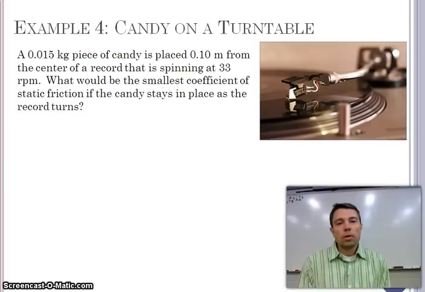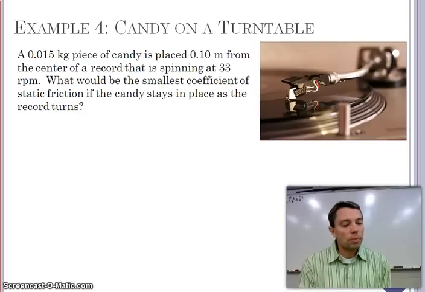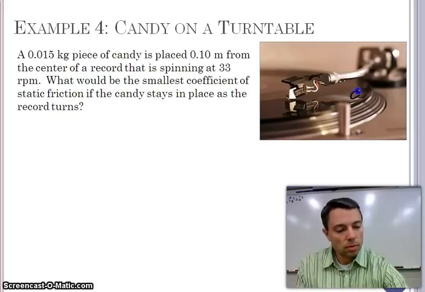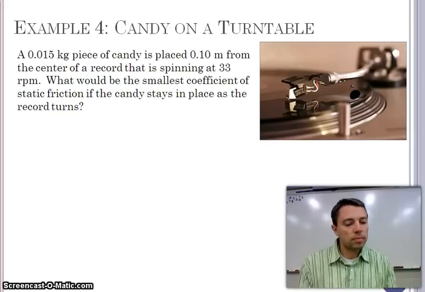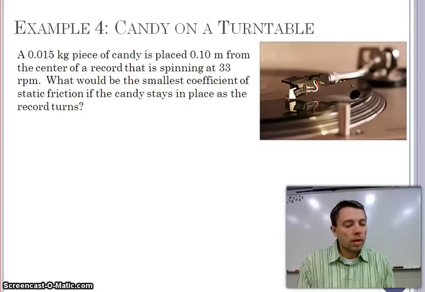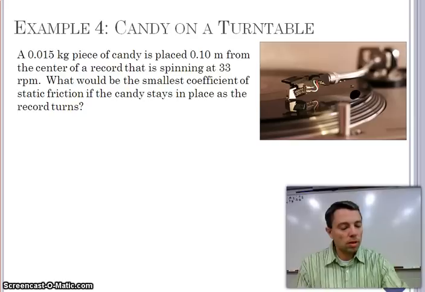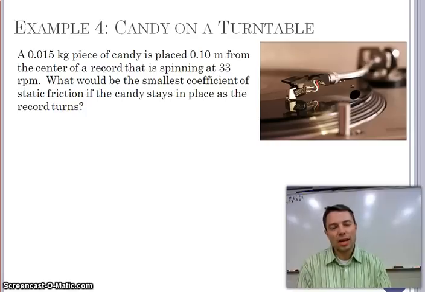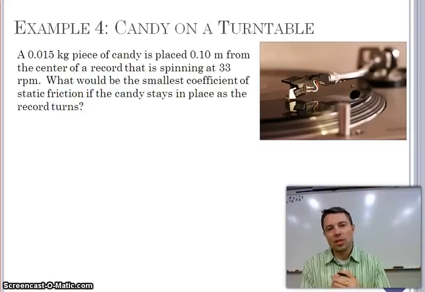Okay, here's my fourth example. I've got a piece of candy that I'm going to have on a turntable. So here we go. Piece of candy sitting on a turntable. Definitely not a Skittle. Must be a black jelly bean. So I've got my piece of candy. It's on the turntable, and the turntable is spinning around. So in other words, I want to know what's the coefficient of friction that actually keeps the thing from sliding off.